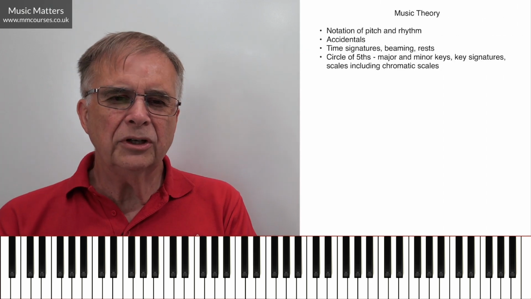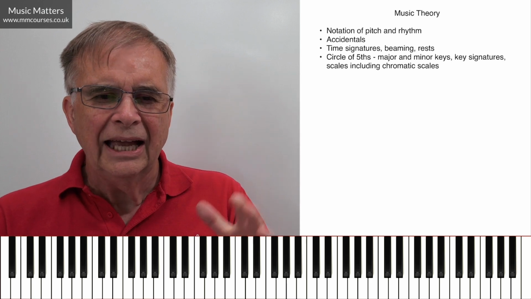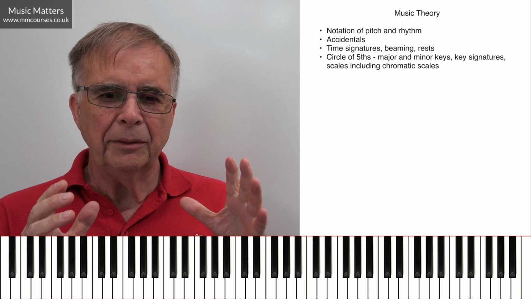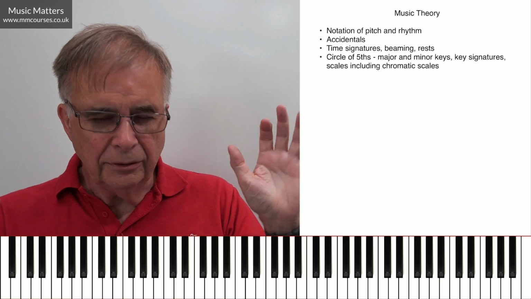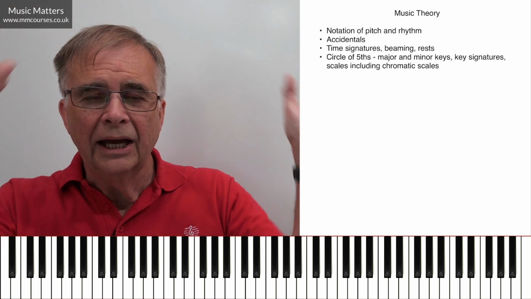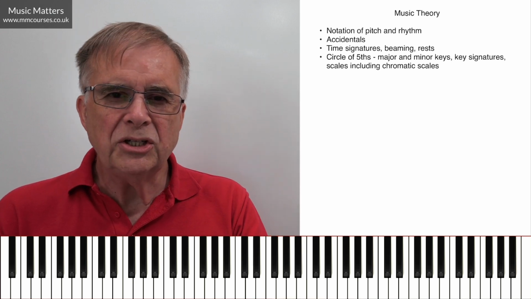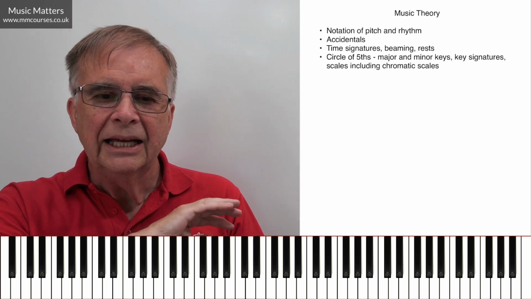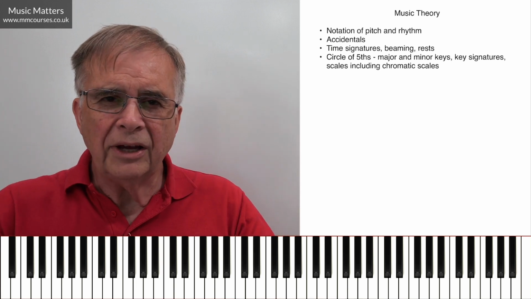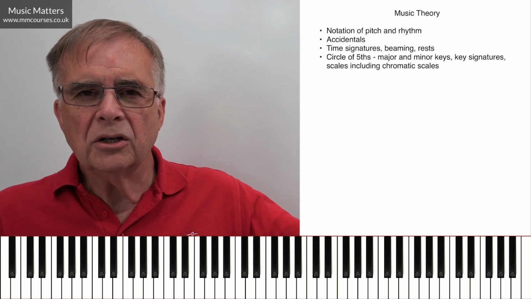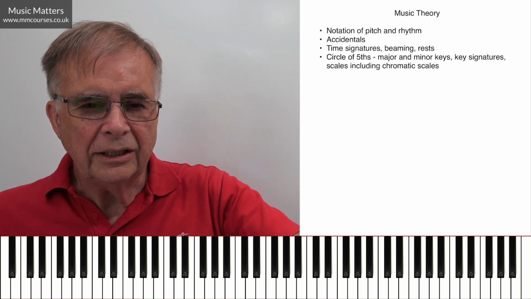Well, once you've got a grip on those fundamentals, it's a really good idea to know this thing called the circle of fifths. The great thing about the circle of fifths is that there is a scheme into which everything fits. It tells you all your major keys, all your minor keys. If you're thinking, what's the key signature for A major? It will tell you that. If you're thinking, what's the key that's got 4 flats? It will tell you that.